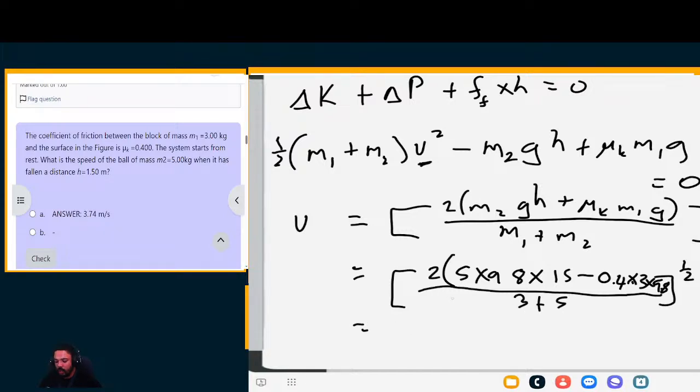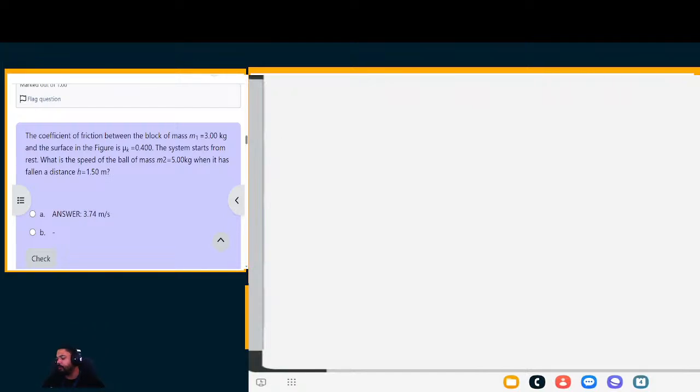And if you were to work this out, you would find that the speed at the end is 3.74 meters per second. Okay, I hope when you do this that you actually understand what is happening, and that is the correct answer. You can go and see that they give 3.74 meters per second as the correct answer. Now onwards to our next question.